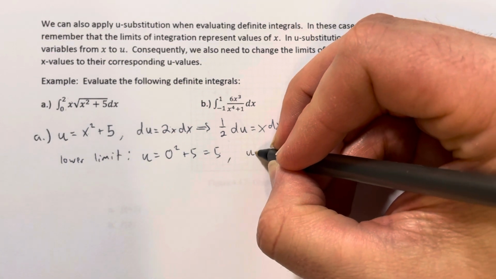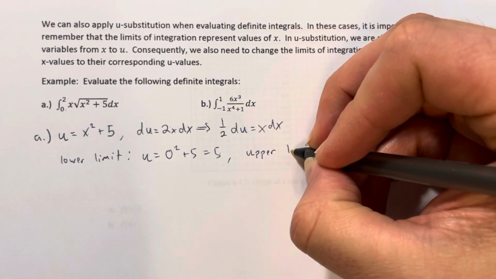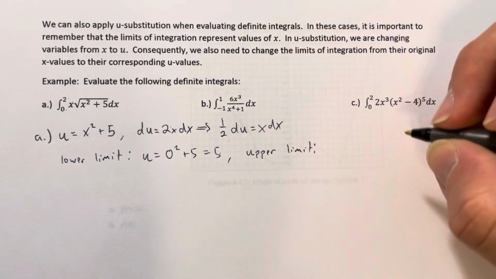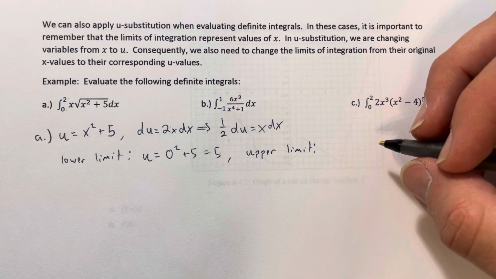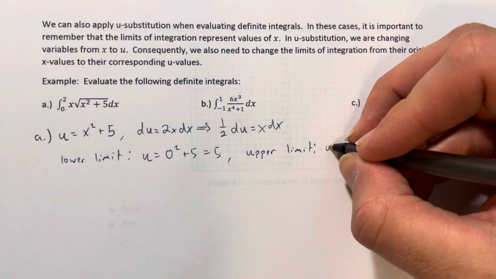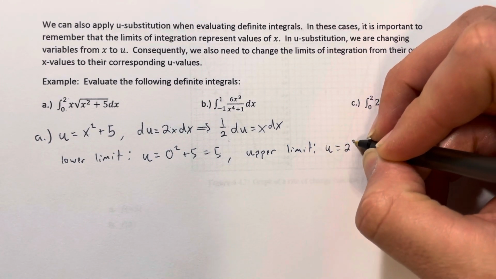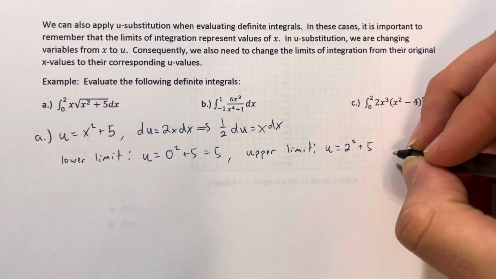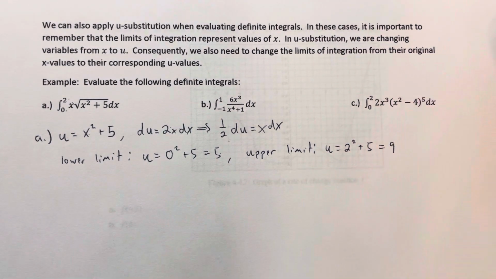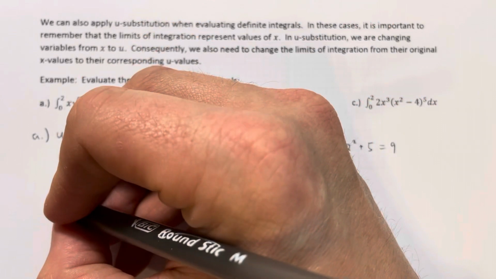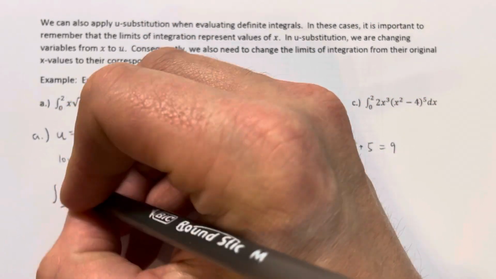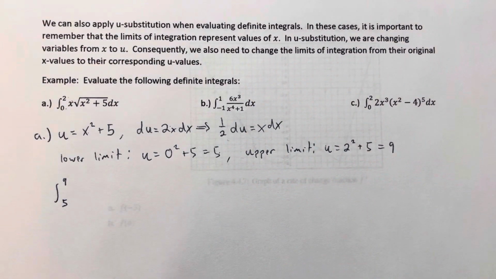My upper limit, I do the same thing. I plug in the upper limit of integration, which was 2. So I get u equals 2 squared plus 5, which is 4 plus 5, or 9. That's my new upper limit of integration. Okay, so I'm going to rewrite this integral in terms of u and with these new limits of integration. Lower limit is 5, upper limit is 9.